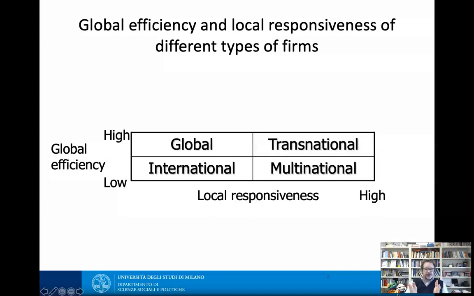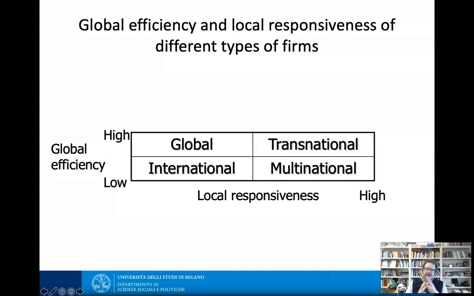The first one is international. Basically it means low local responsiveness and low efficiency. A company which starts to operate in a couple of new countries, clearly there will be redundancies and the ability to be locally responsive will be quite limited. As the company grows the number of countries it operates in, without any search of global efficiency, it becomes a multinational with higher local responsiveness and low global efficiency.